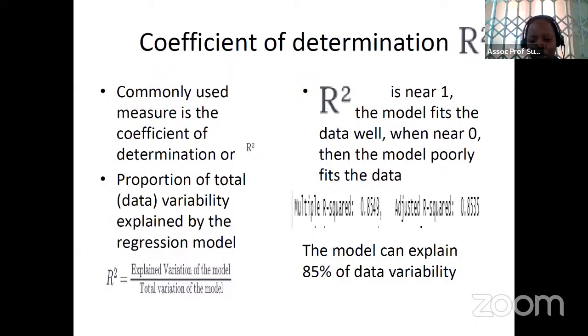When R squared is equal to 0, it means no variation has been explained by the regression model. If you have an R squared of 0.8549, that means that 85.4% of the variability in the response has been explained by the regression model, which is about 85%.